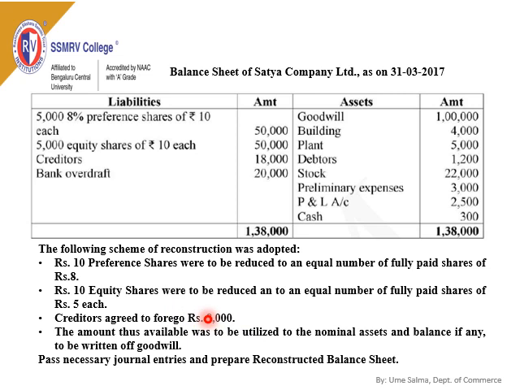And then the next adjustment is that whatever amount is available, they wanted to utilize it to write off some accumulated losses, some nominal assets, and also goodwill. Now let us move on to pass the necessary journal entries.